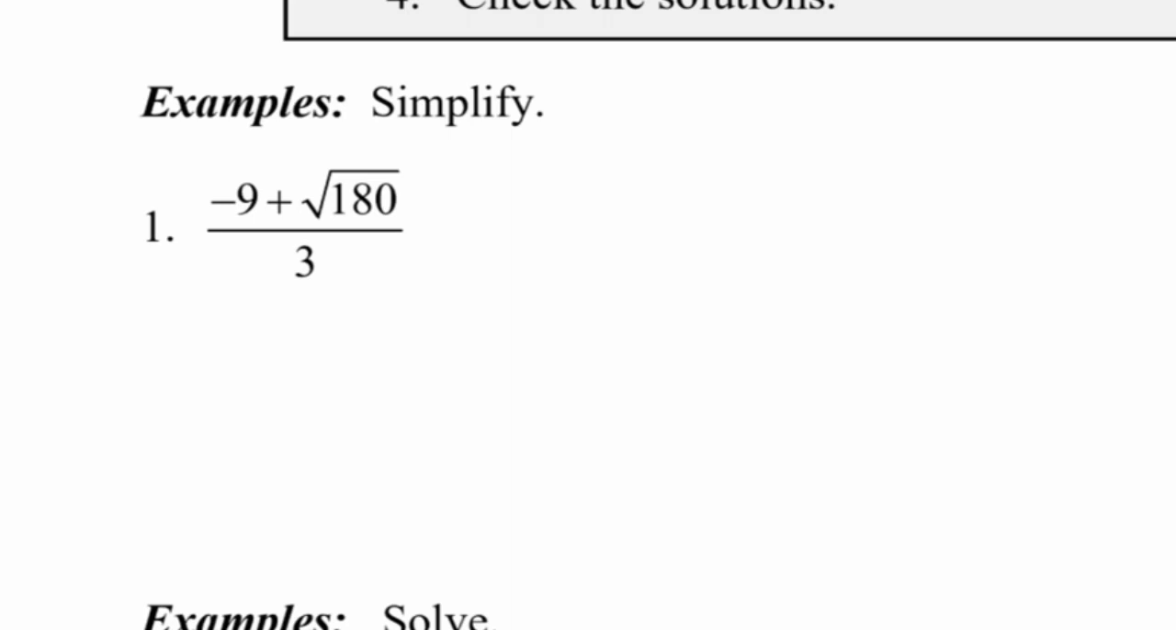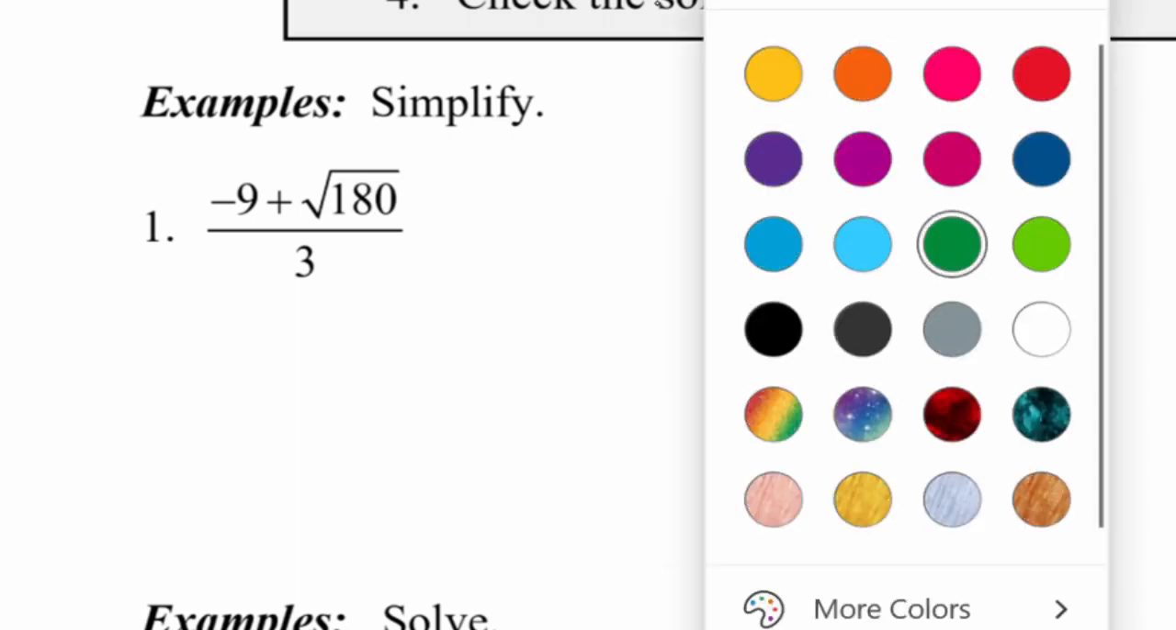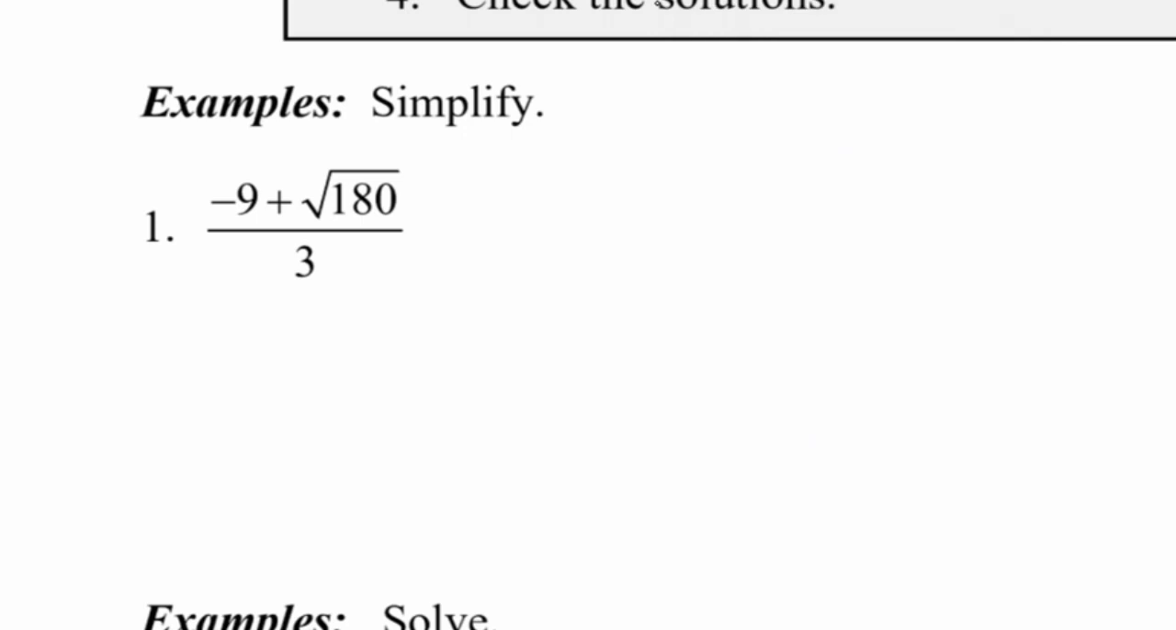Before we start showing you examples about how to use the quadratic formula, we're going to want to practice how to simplify expressions that have radicals within a fraction. So, for example, look at number 1 here. We've got negative 9 plus square root of 180 all over 3. So the first step will be, of course, that we want to simplify the square root of 180.